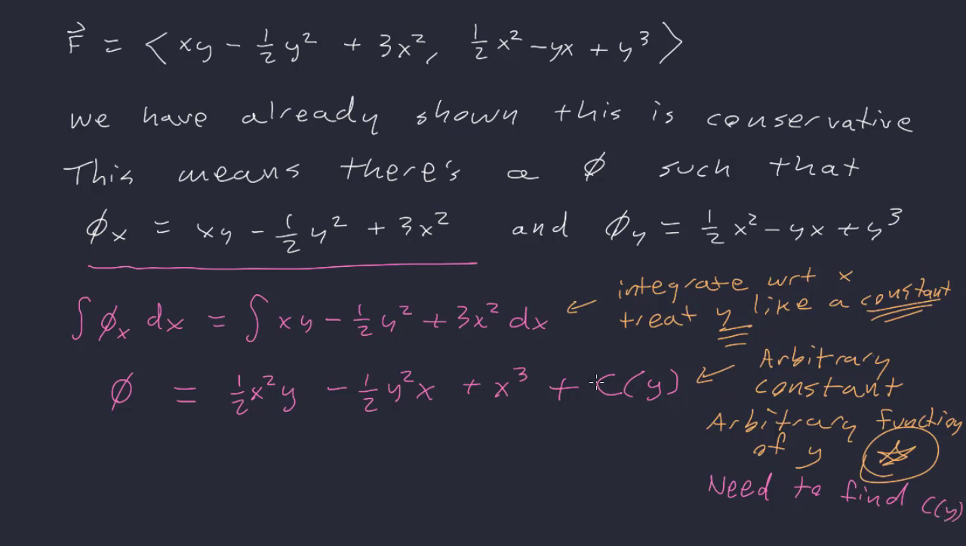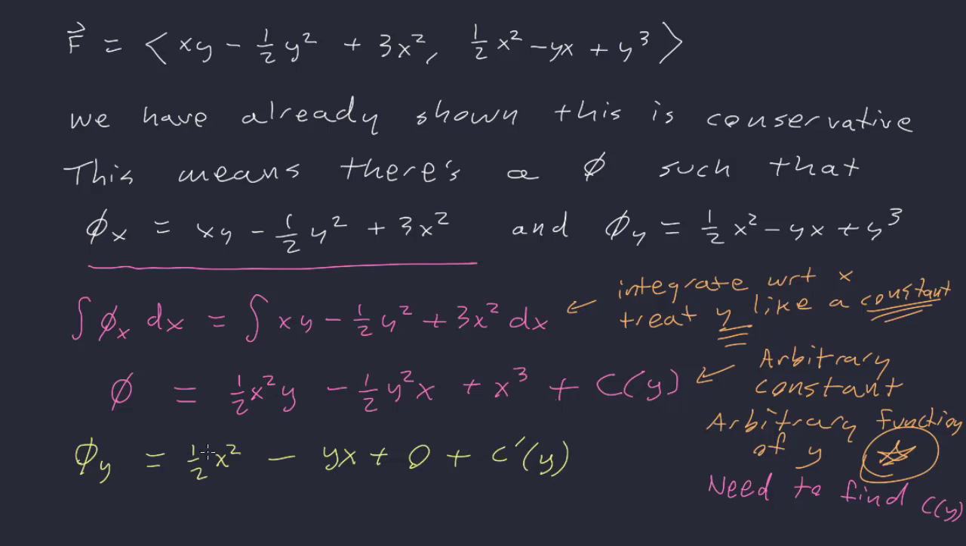Okay? So here's what we're going to do. We're going to now differentiate this with respect to y. So I'm going to differentiate phi sub y, and I'm differentiating this with respect to y. All right, so here the y disappears and we get 1/2 x squared. Here the derivative of 1/2 y squared will simply be y, so we get minus yx. Then this whole piece here goes to 0, and then the derivative of some function of y, we're just going to write that as c prime of y.